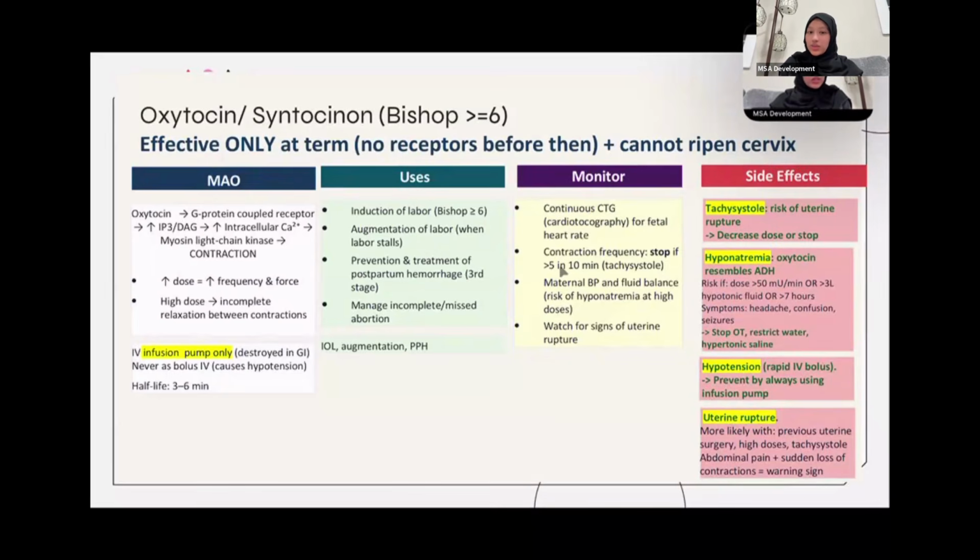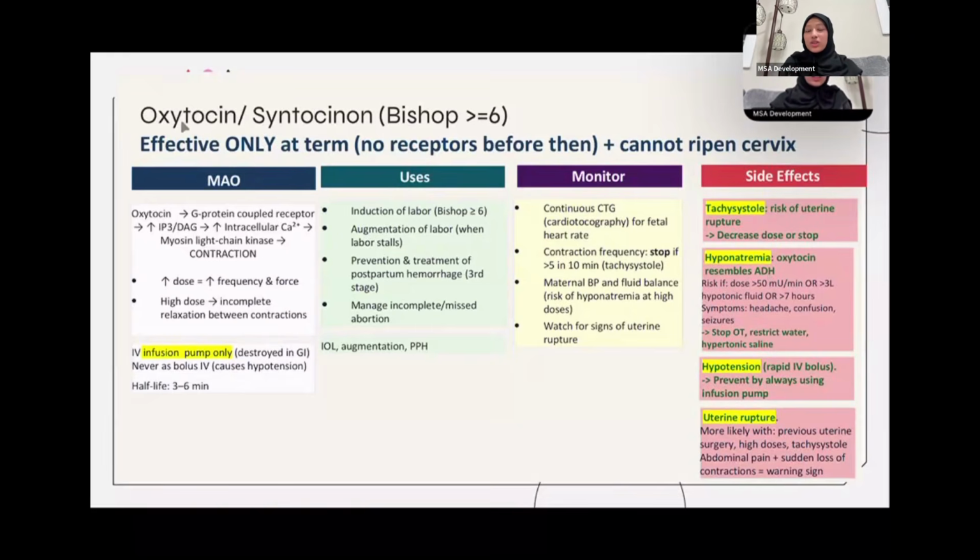So if that happens, if you see that on the CTG chart, stop the dose or decrease the dose of oxytocin immediately. Again, oxytocin is related to ADH, if you remember, in the posterior pituitary. So it can have some resemblance to ADH symptoms, which is hyponatremia, low salt in the blood. So that risk is high.